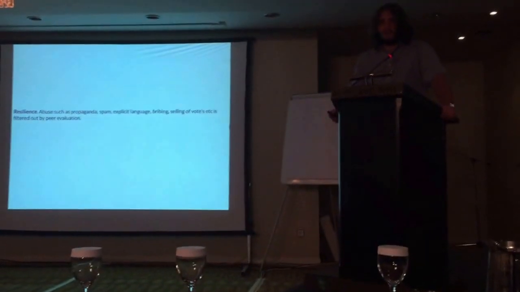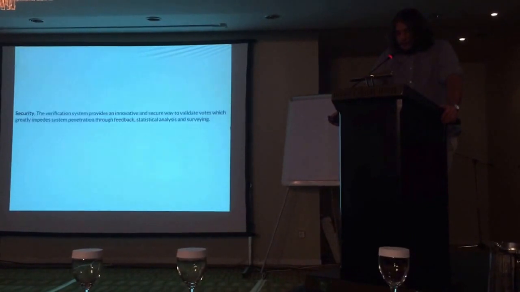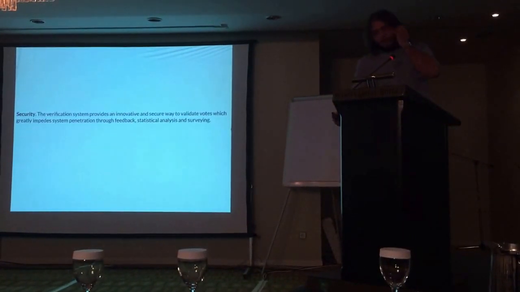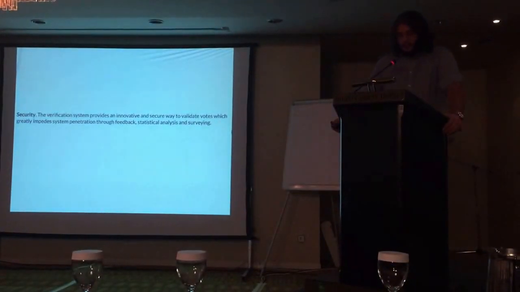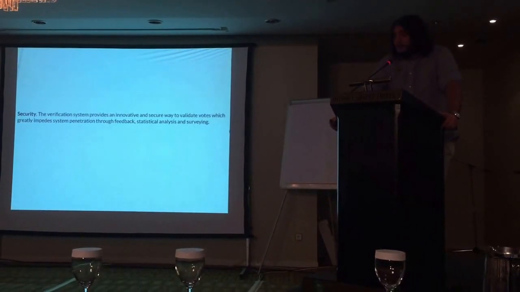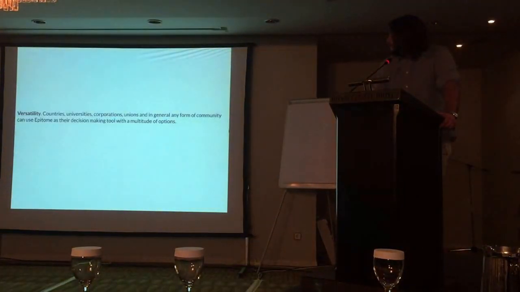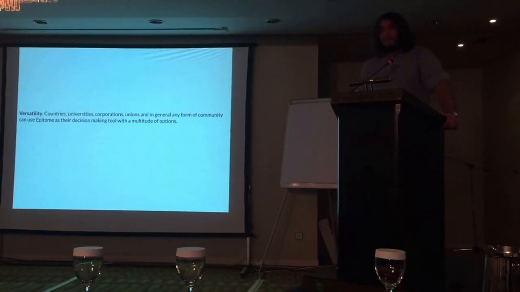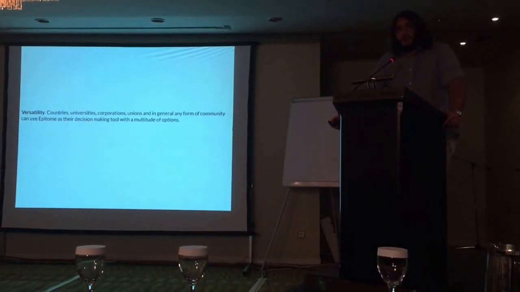Abuse, such as propaganda, spam, and hateful language, is filtered out by peer evaluation. The verification system provides an innovative and secure way to validate votes, which greatly impedes system penetration through feedback, statistical analysis, and surveying. So countries, universities, corporations, unions, and in general any form of community or society can use Epitome as their decision-making tool.